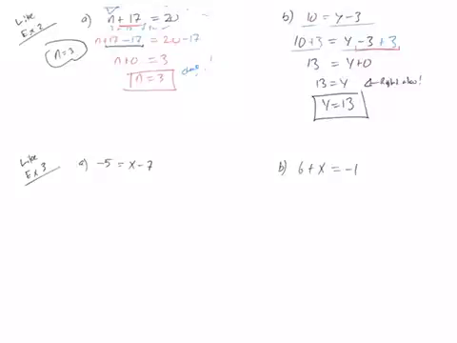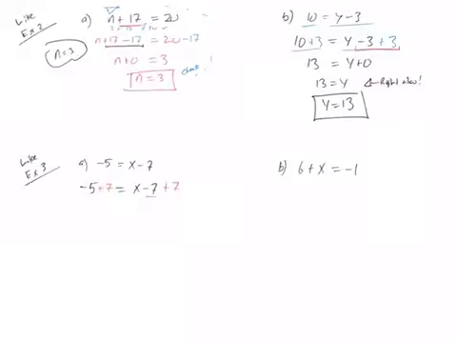Okay, a couple more. Let's see here. Rewriting this, negative 5 is equal to x minus 7. So notice here I have a minus 7, so I'm going to do the opposite of that. I'm going to add 7. So if I add 7 to the right, I'm going to add 7 to the left.